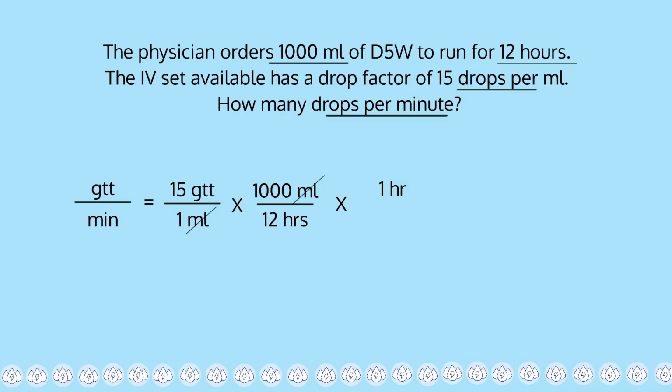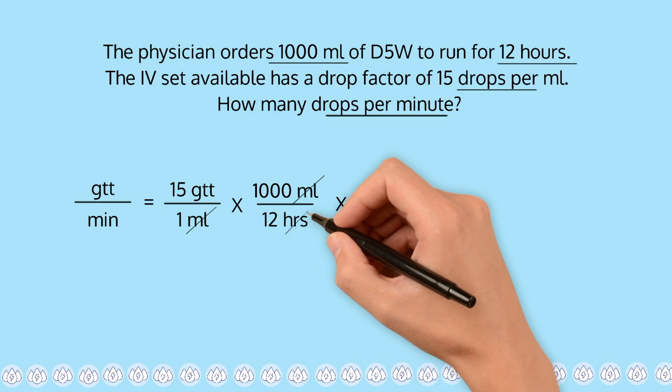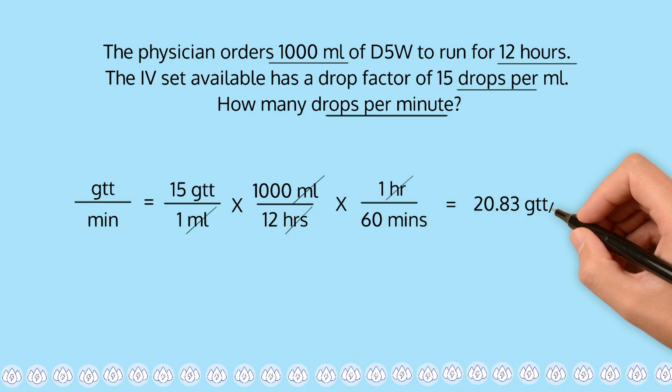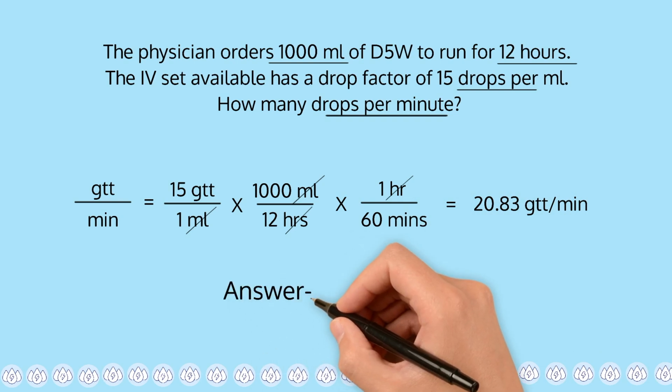And now when we do the math, we multiply across the top, 15 times 1,000 times 1, and we multiply the bottom, 1 times 12 times 60, and we divide the numerator by the denominator, we'll have 20.83 drops per minute. So rounded to the nearest whole number, our answer is 21 drops per minute.